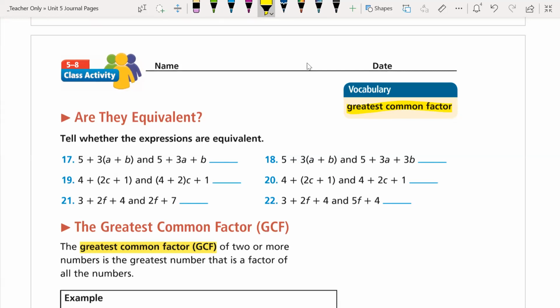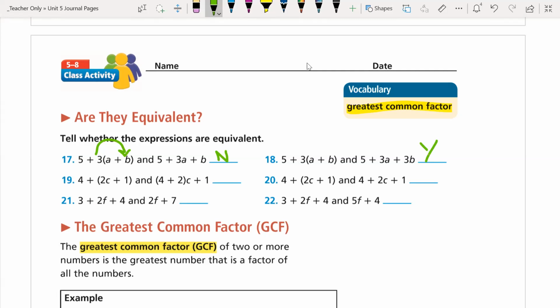No, these are not equivalent. Oh, I don't want to use a highlighter right now. No, these are not equivalent because this person, whoever wrote this, did not distribute their 3 to their B. This is actually 5 plus 3A plus B, 3B. Number 18, 5 plus 3A plus B and 5 plus 3A plus 3B. Yes, that is correct.